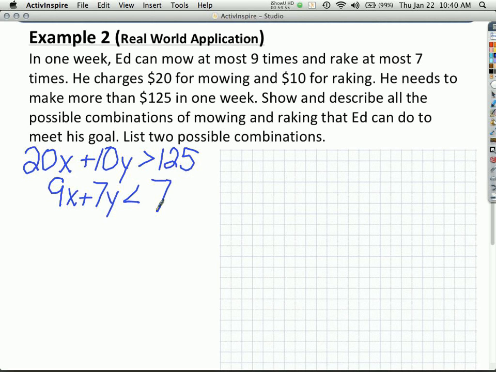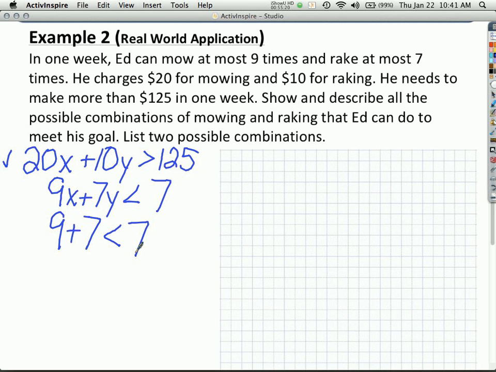So, Team F. 20x plus 10y is greater than 125. Okay, so we have an agreement here, okay? Did you come up with a second one? Yeah, 9x plus 7y is less than 7. 7, okay? Team B. Natalie, what did you guys come up with?